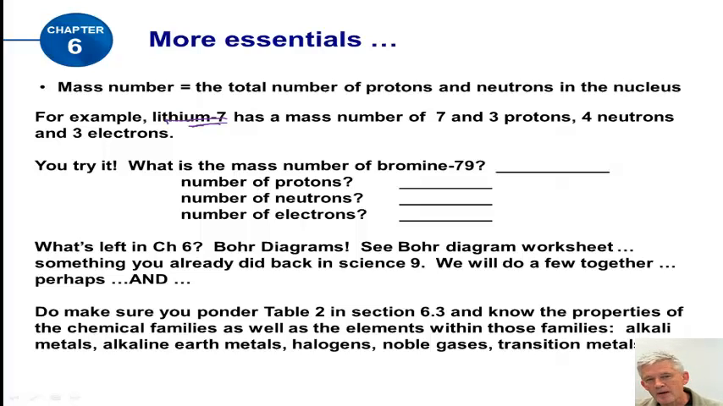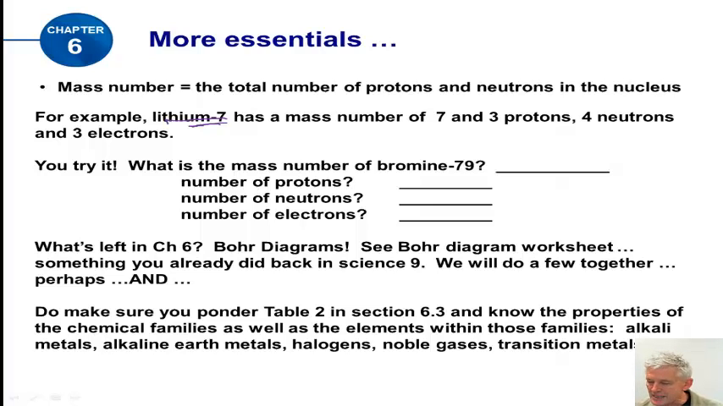This is where you might want to just stop the video presentation and see if you can tell me what the mass number of bromine 79 is. Then you can tell me what the number of protons are, number of neutrons, and number of electrons. Try it. Okay, I'm going to assume you've tried it.